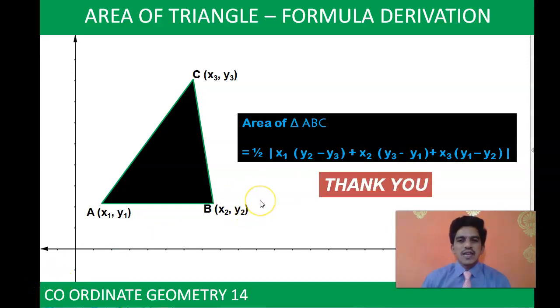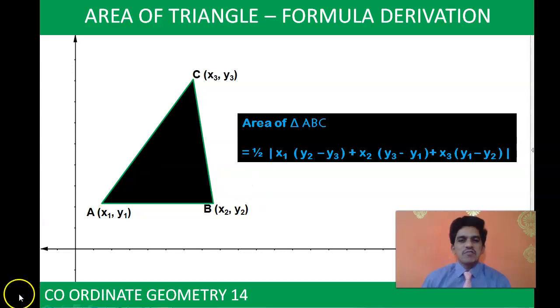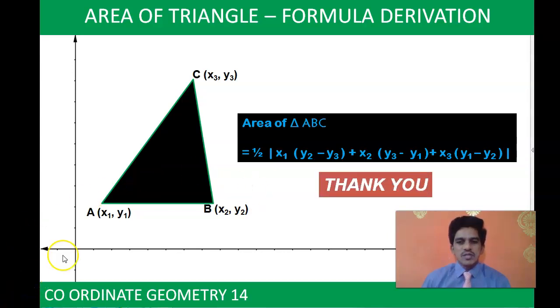So this is how you calculate the area of a triangle when its three vertices are given: 1 by 2 modulus of x1 of y2 minus y3 plus x2 of y3 minus y1 plus x3 of y1 minus y2. So this is how you can calculate the area of a triangle when the three vertices of the triangle are given. So follow this. You have to practice.